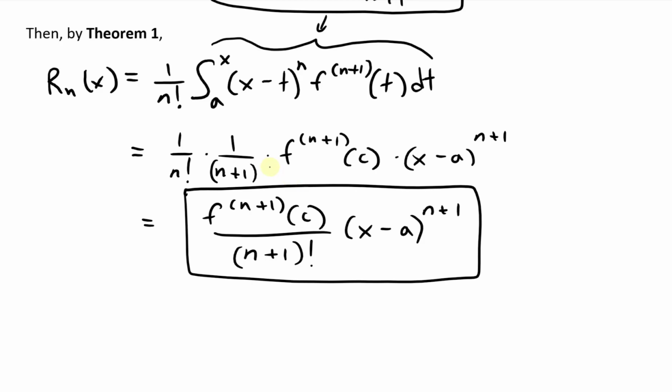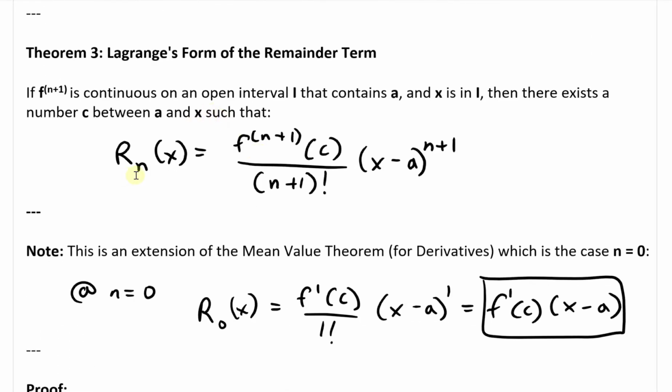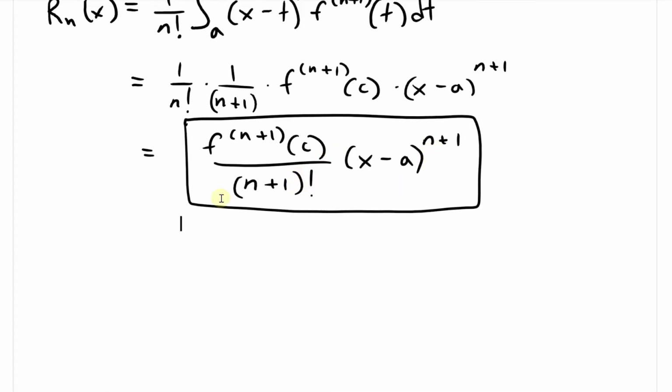And this is exactly our Theorem 3. Let's scroll up to Theorem 3. So R_n of x equals f^(n+1) at c, divided by (n+1) factorial, times (x minus a) to the power of n+1. And that's exactly what we just have. Let's do some check marks over there.